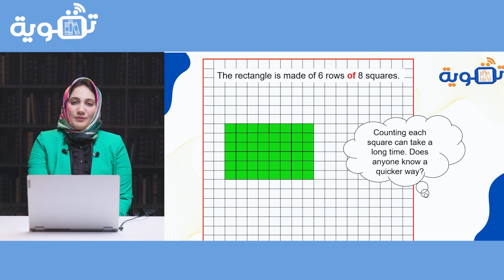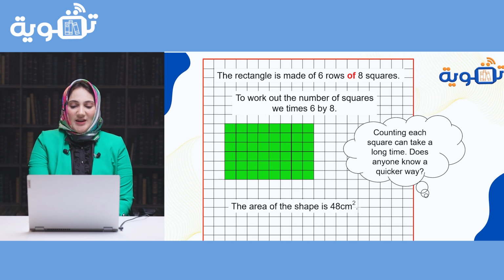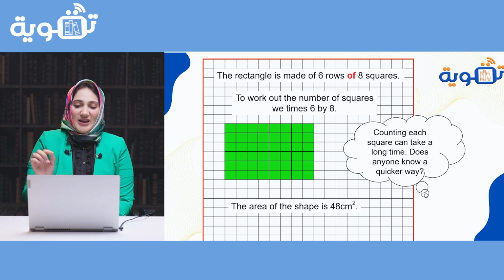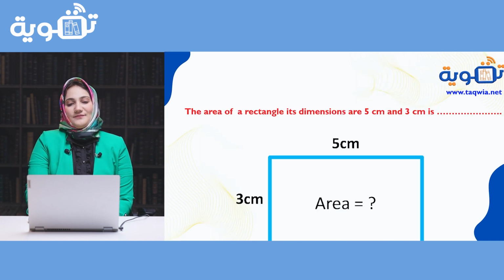So you can replace here. Instead of counting each square, you can just multiply them by each other. So 6 times 8 equals 48 centimeter squared. And you can check your answer here by counting each square.